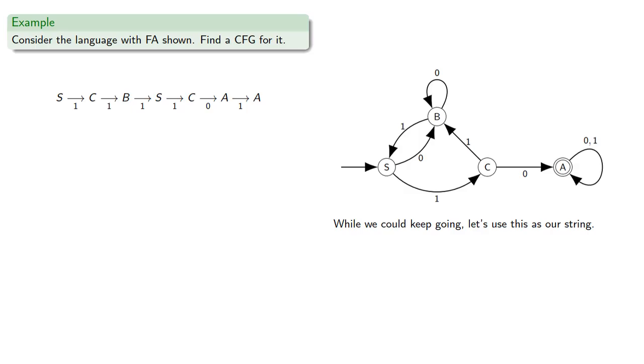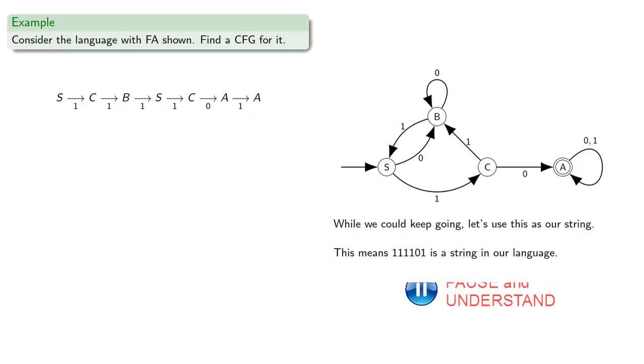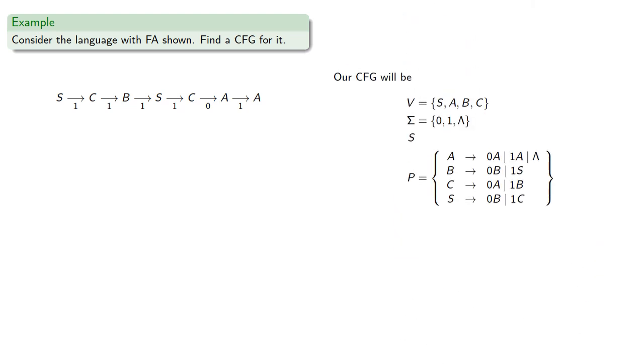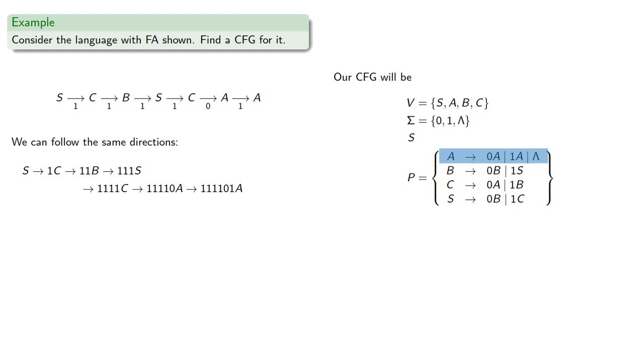So notice that our path, S, reads a 1, then a 1, then a 1, then a 1, then a 0, then a 1, and this means 111101 is a string in our language. And so the question you've got to ask yourself is, can we produce this string using our grammar? And in fact, we can follow the same directions, except this time we're reading the production rules. S produces 1C, C produces 1B, B produces 1S, S produces 1C, C produces 0A, A produces 1A, and then A produces the empty string, and so we can produce the string 111101.